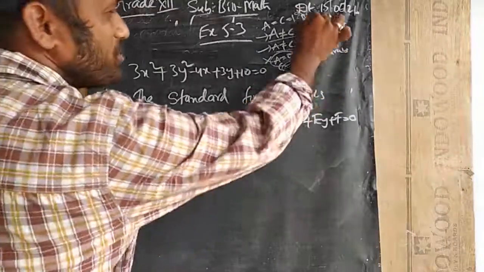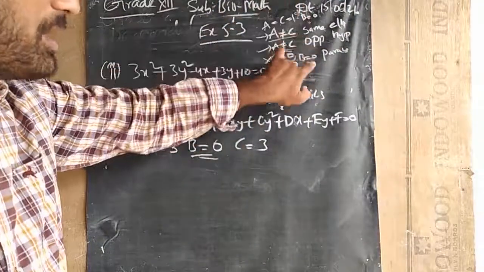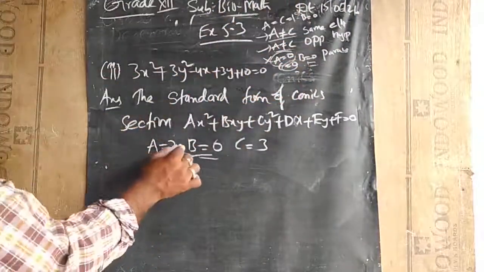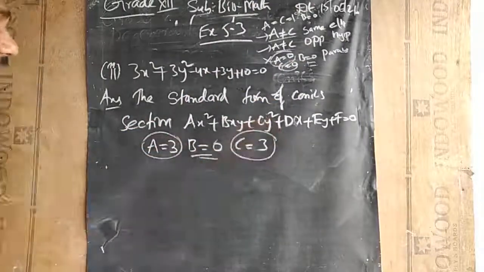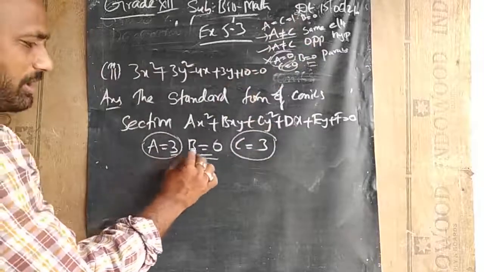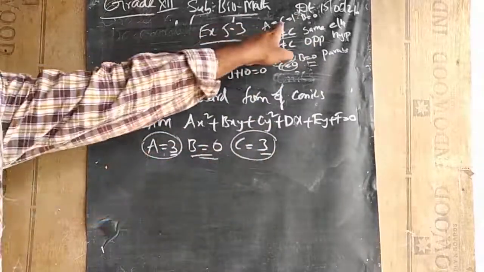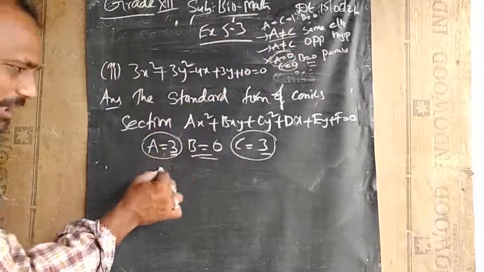So b is 0 means first and fourth condition is applied. Now a and c value should be equal to 1. So here, if you observe, a and c both are equal, right? Of course, I have mentioned here a and c should be equal to 1, means these two get cancelled.